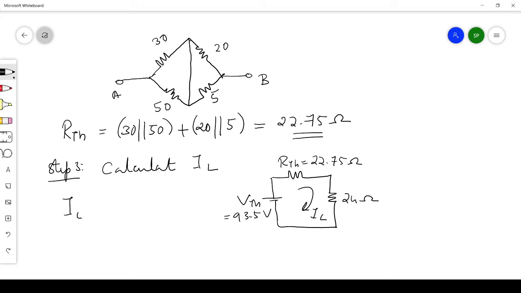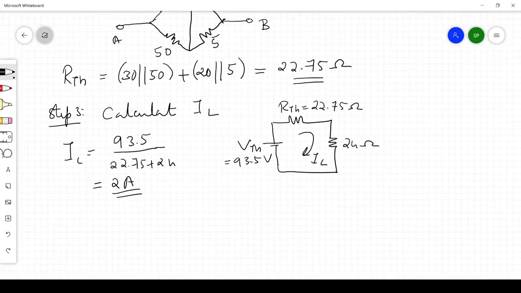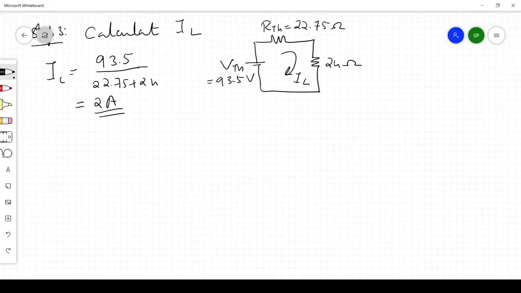So IL is nothing but the voltage, 93.5, divided by the total resistance. Total resistance is 22.75 plus 24, so that is equal to 2 ampere. So this is the current flowing through the 24 ohm resistor. This is how you can solve the network using Thevenin's theorem. So I'll solve one more problem here.